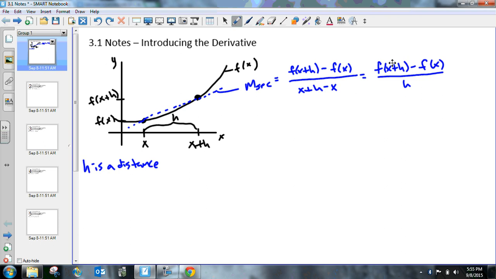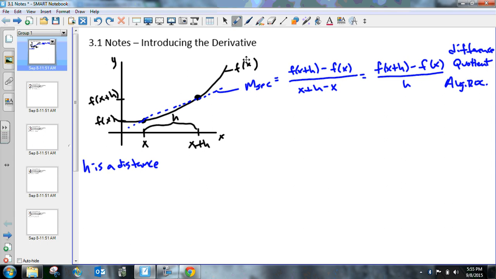Okay, and so this may look familiar to you. This is what you learned in pre-calc. This is your difference quotient. Okay, and this is just another way for you to write the average rate of change. Okay, so this is what we've been talking about in 2.1.